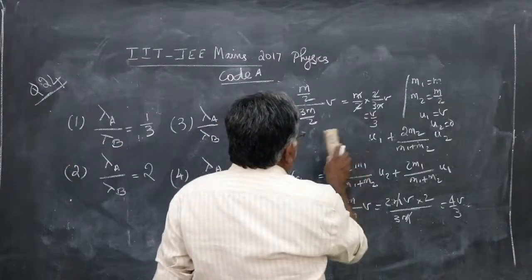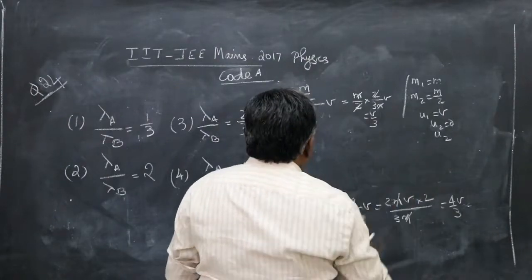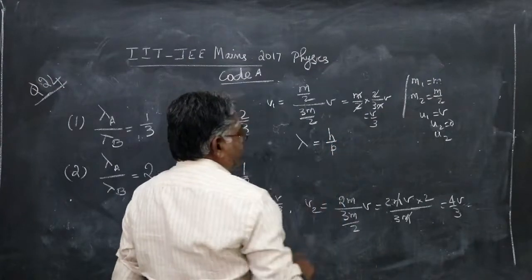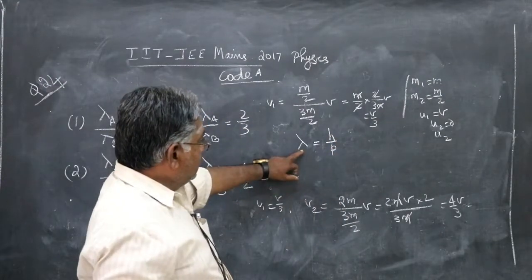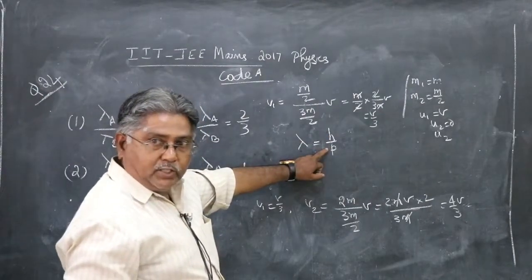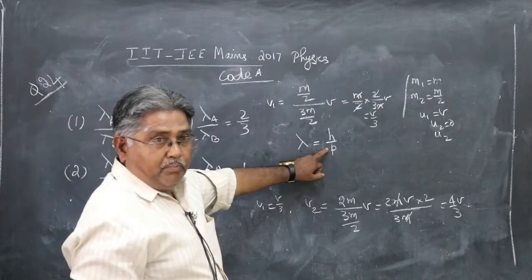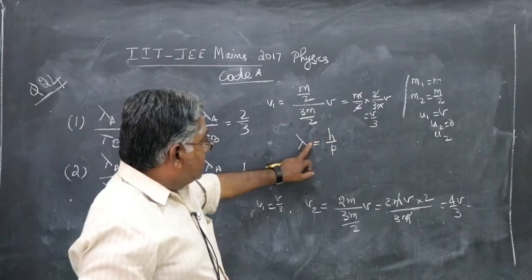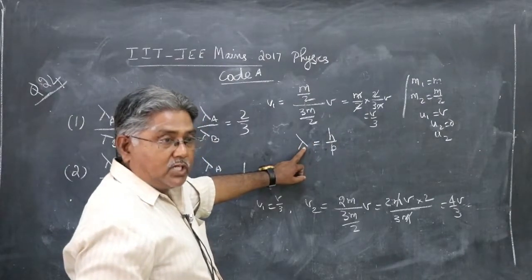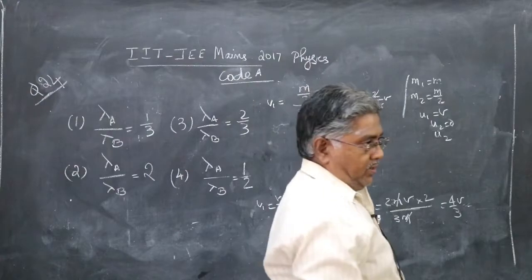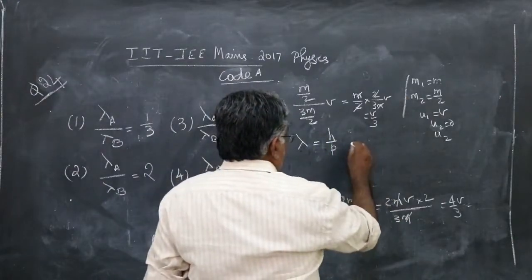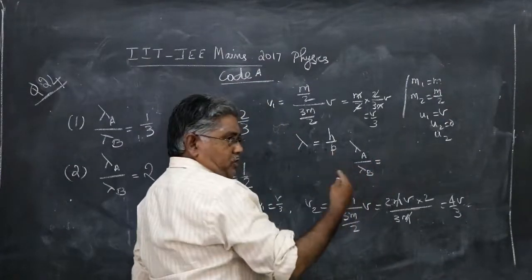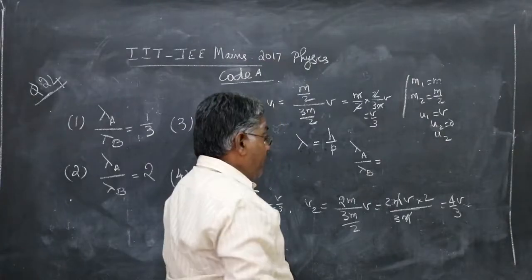Now you know the de Broglie wavelength formula. In general, lambda is h by p. The de Broglie wavelength is given by h by p, h Planck's constant, p is the linear momentum of the particle. H being constant, we can say the de Broglie wavelength is inversely proportional to the linear momentum. So we want lambda A by lambda B, where A corresponds to the first body and B corresponds to the second body.